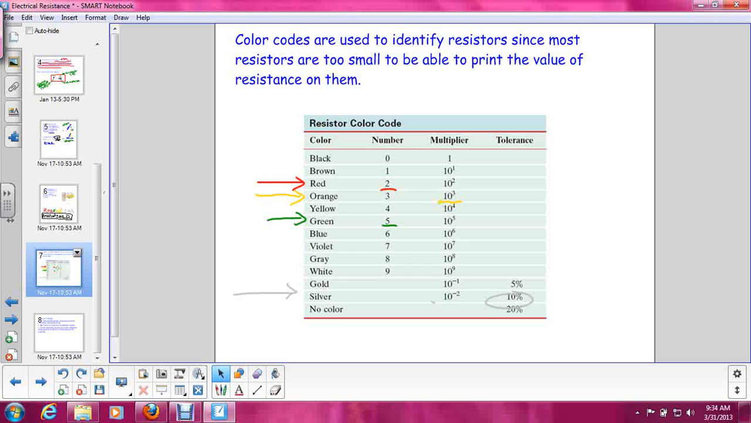So this chart will become very, very handy for you. Make sure that you're using it when you are given a resistor and you're trying to figure out how much resistance it has.